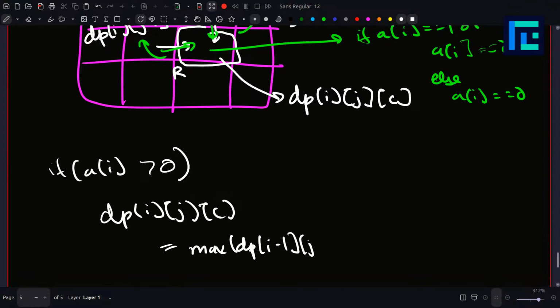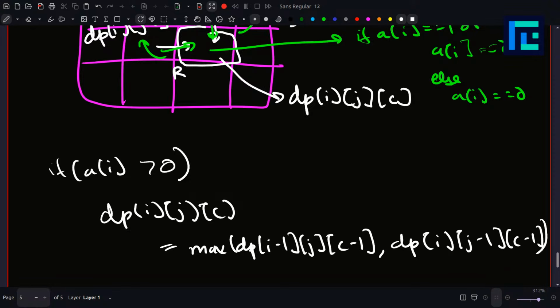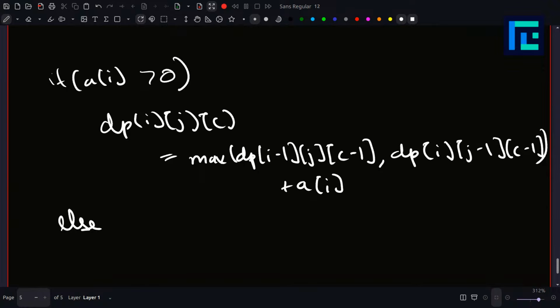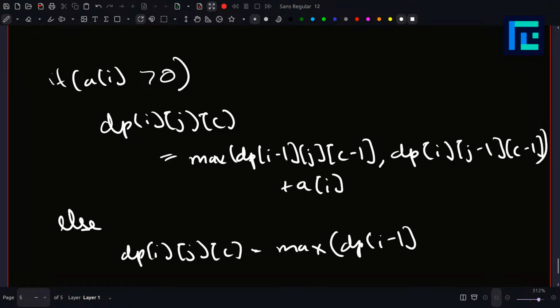So dp of i minus 1, j, c minus 1 and dp of i, j minus 1, c minus 1, plus the value of a i, because obviously the value of a i will get added on to our answer, right? So this is if a i is greater than 0. Otherwise, if a i is 0, the cost will be the same as where we came from, so it will be max of dp of i minus 1, j, c and dp of i, j minus 1, c, and there will be nothing added because a i is 0 itself. So this is our transition, right?